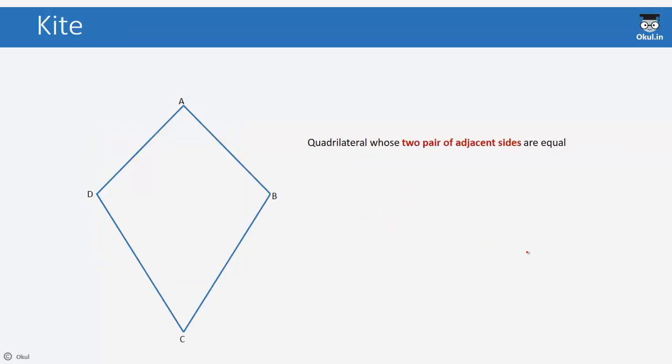The last type of quadrilateral is a kite. So what is a kite? A kite is a quadrilateral whose two pairs of adjacent sides are equal. In this figure, AB and AD are adjacent, so they must be equal. That is, AD equals AB and CD equals CB. So here, the first pair of adjacent sides is AD and AB, which is equal, and the second pair is CD and CB, which is also equal. For a quadrilateral to be a kite, both these conditions must be satisfied. That is, both pairs of adjacent sides must be equal.